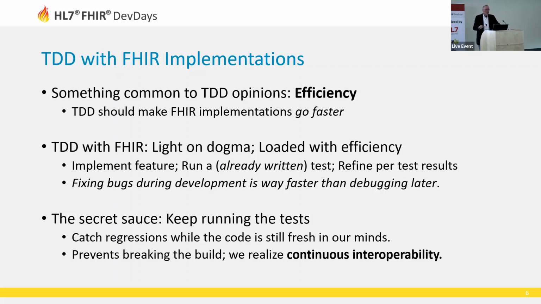But when we think about this, we want to make sure we're fixing our bugs during development, because it's a lot faster than waiting until the end when we basically throw it over the wall to the QA team, right? Now, we want to be able to do this testing during the development cycles. So the secret sauce here is keep running the tests. Catch those regressions while the code is still fresh in our mind, so we can prevent breaking builds, and we realize this concept of continuous interoperability.